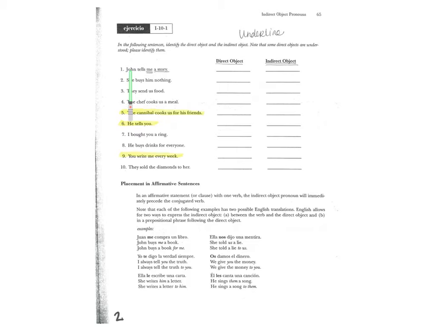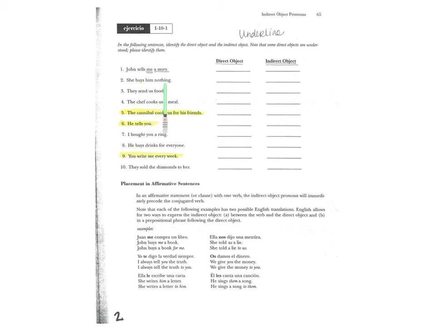I did the first one for you. John tells me a story. Who does John tell a story to? Me. 2 lines is your indirect. Over here on this column, you're going to write me. What does he tell me? A story. What or who after the verb is your DOP. So on this first column, you're going to write a story.